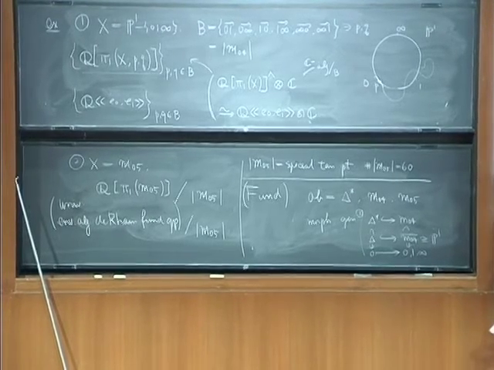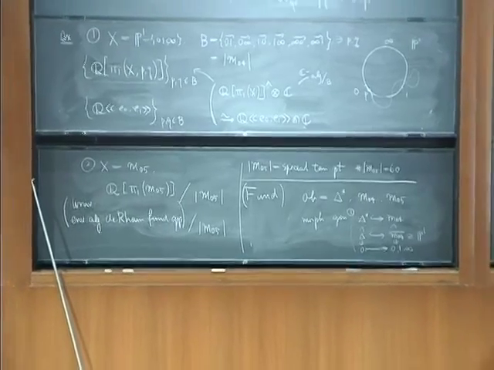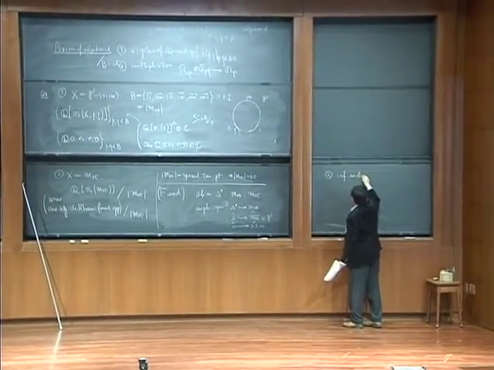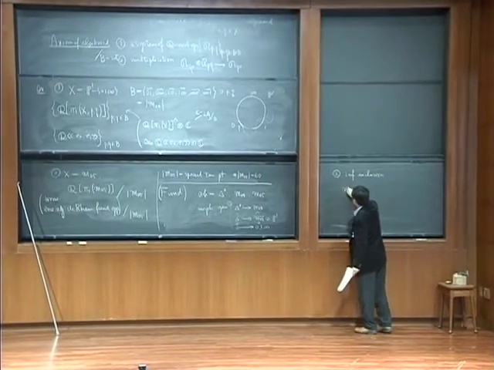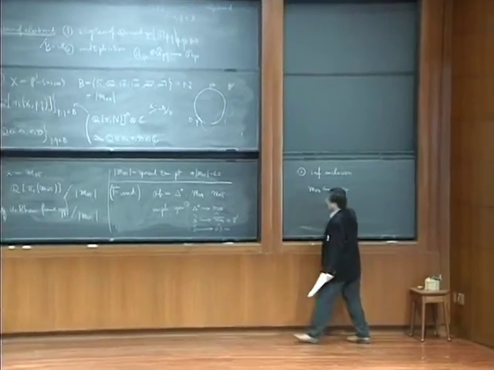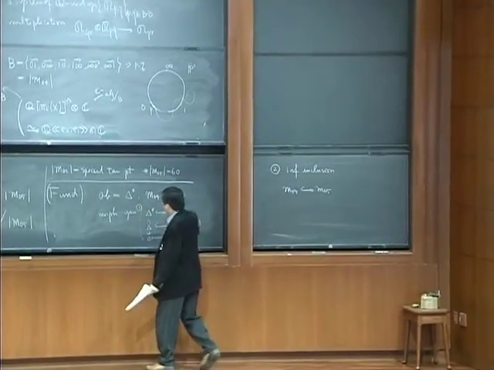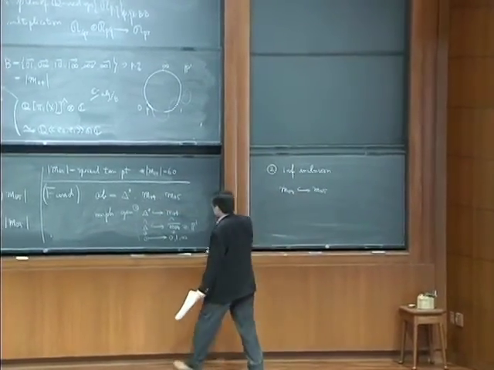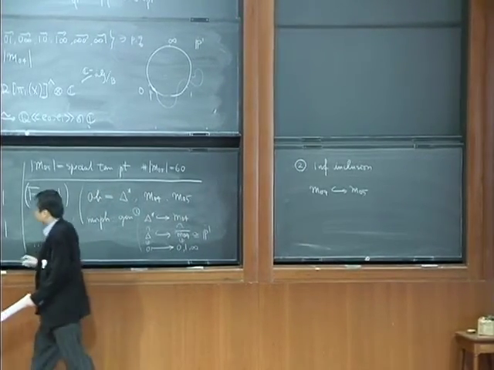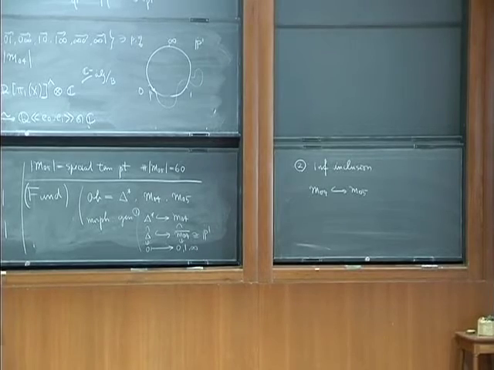This is generated by this type of homomorphism, and I did not explain, but also the infinitesimal inclusion from M04 to M05. So morphisms are generated by these two things, and the composite of these is also a morphism. This is the category of fundamental objects.